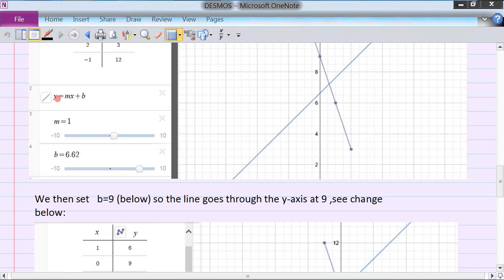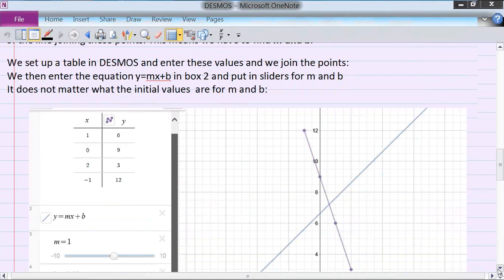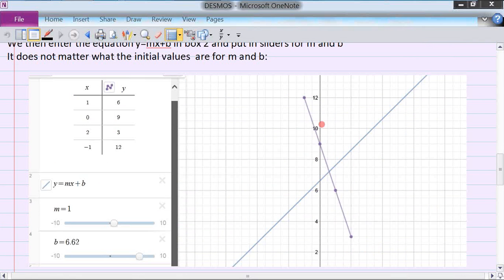Okay, so right now, this line here is y equals x plus 6.62 because the slope is 1, and you can see that it goes through roughly at 6.62. That's the y-intercept. These are the 4 points lying on the line, and we want to get this line here to match this one by changing m and b.